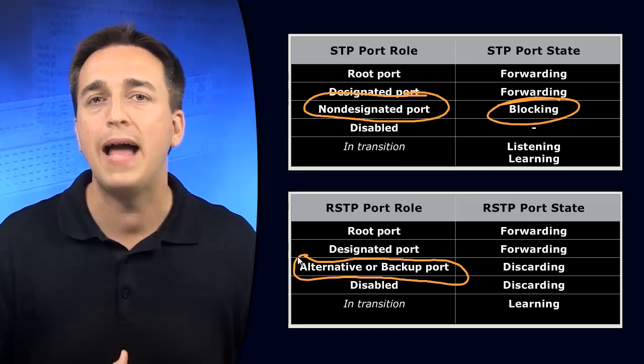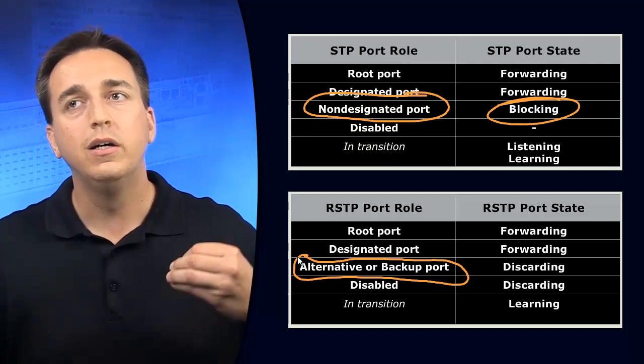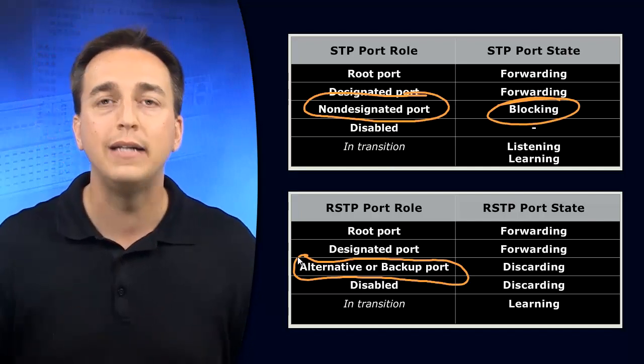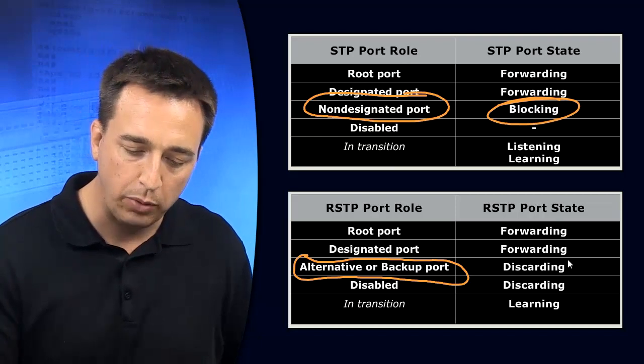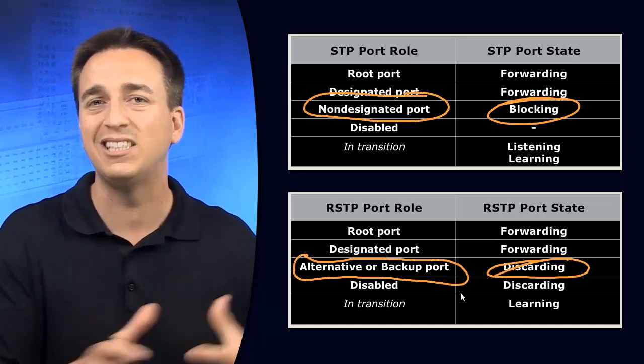In addition to that, the backup port, in the shared Ethernet segment, if the current designated port goes away, then the backup port can take over that designated port role relatively quickly. So instead of classifying them as blocking, with rapid spanning tree protocol, you classify the state as discarding.